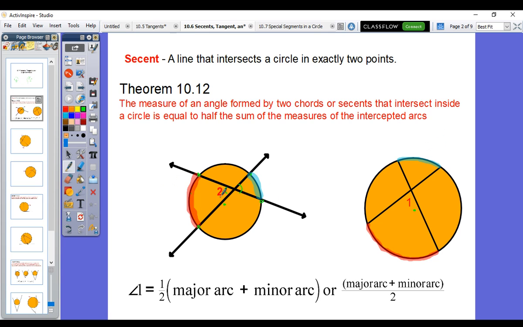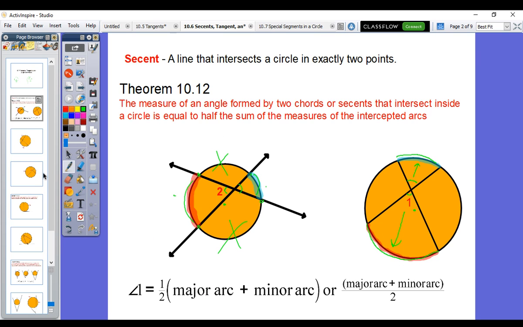We add those two values. We add this arc plus this arc, and then divided by 2 will always give us the angle here. So the measurement of angle 1 right here is major arc plus minor arc, divided by 2. Now, it has to be the arcs across from the angles. Remember, these are vertical angles, so these two angles are the same already. So these are the arcs of that angle right there. We're not dealing with this arc or this arc. Okay, so be mindful which arc to use.